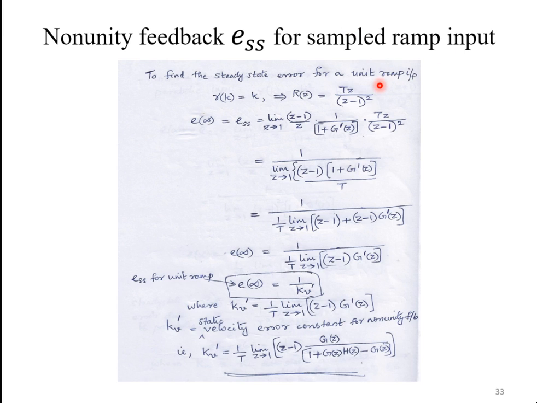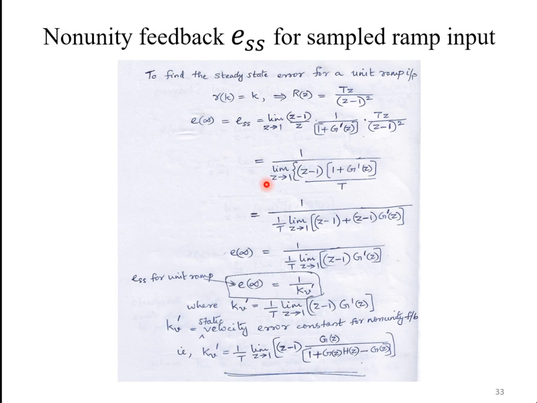Now we have already found it for sampled step input. Now we will go on finding it for the sampled ramp input. You know that for ramp input R of k is kT and R of z is equal to Tz by z minus 1 the whole square. This is already done. Then E of infinity, that is nothing but the steady state error, is equal to limit z tends to 1 of z minus 1 by z into Rz by 1 plus g dash z, where the only thing that changes is Rz, which is now the unit ramp function. As it is a sampled ramp, it is Tz by z minus 1 the whole square.